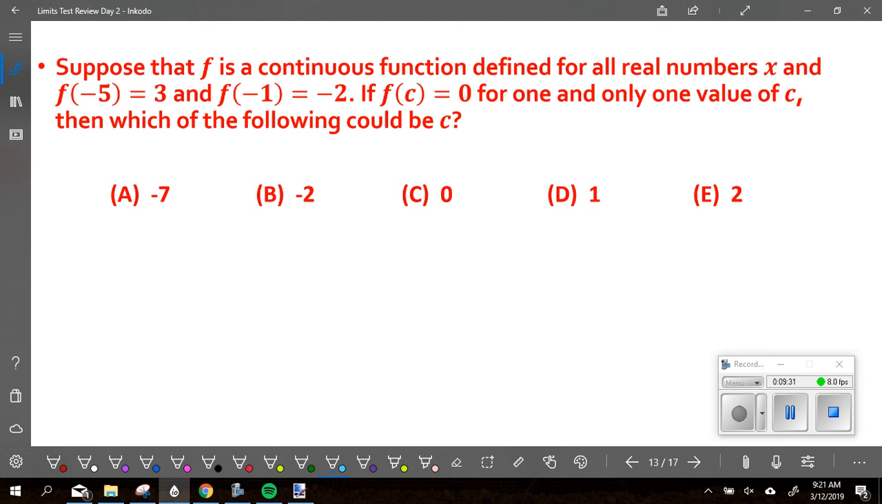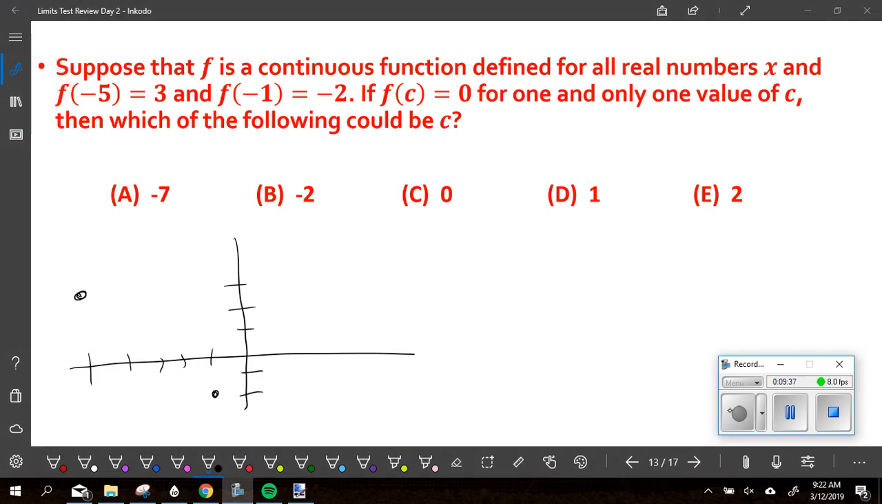That's a calculus question. It looks funky. When in doubt, graph it out. See what you can do. Between -5, 3, so that's this ordered pair right here, and -1, -2, that's this ordered pair. f of c, where c is an x value, is going to be equal to 0. What could be the possible value for c?